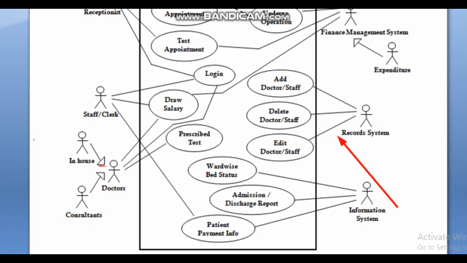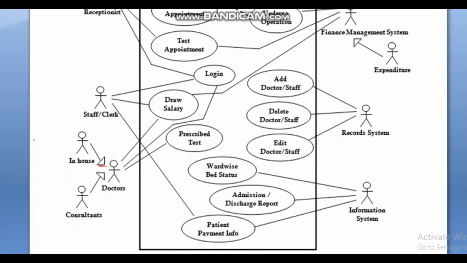We have the record system. The person who is going to maintain the records of doctors, right? So he can add, delete doctors, or edit and change all the details of a doctor. You can see that he is the person who is going to take internal care of the software, right? Then we have another actor here, that is the information system. So this actor will only provide the details of ward-wise bed status, admission report, discharge report, payment information, all these things. Okay. So these types of diagrams are called what?